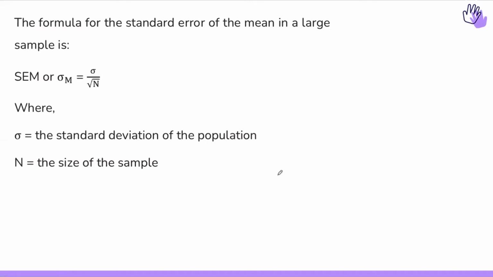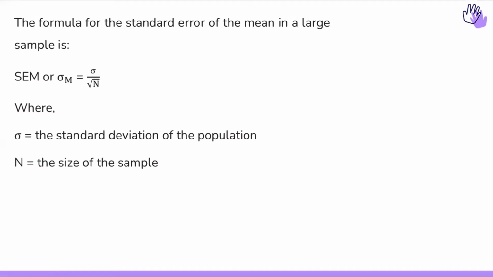The formula for the standard error of mean is denoted by sigma m and is given by sigma by root n, where sigma is the standard deviation of the population and n is the size of the sample.